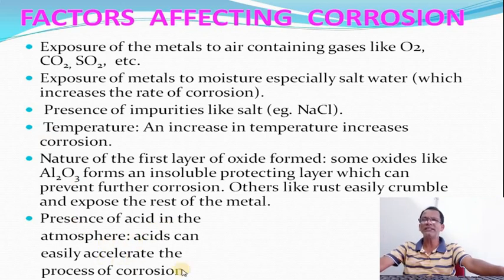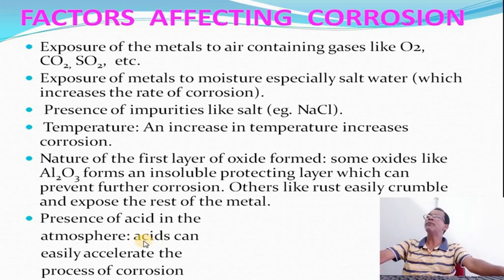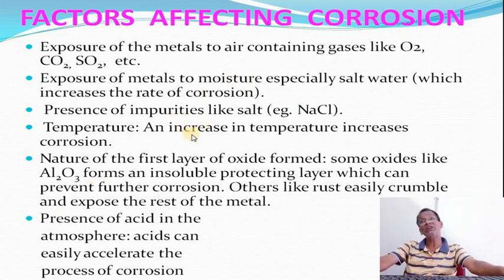If the medium is acidic, corrosion will be accelerated. It will be faster. If the medium is basic, corrosion will be slow. So these are the very important factors. What are the factors? Atmospheric oxygen, then carbon dioxide, sulfur dioxide, saline belt, then air containing moisture, then high temperature, and in this case, corrosion will be increased.